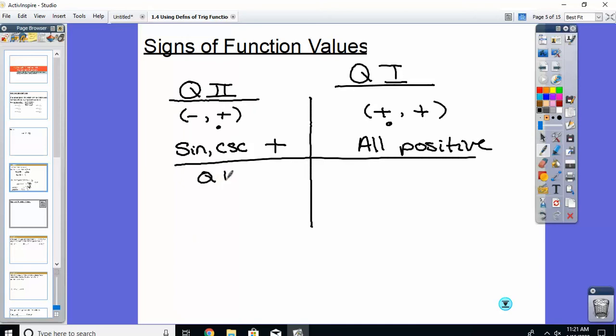In quadrant 3, if I take a point in quadrant 3, the x value is negative, the y value is negative. So if you do sine, y over r, that would be negative. Cosine, x over r, would be negative. Tangent, y over x, would be positive. So tangent and its reciprocal, cotangent, are positive in quadrant 3. The other 4 are negative.